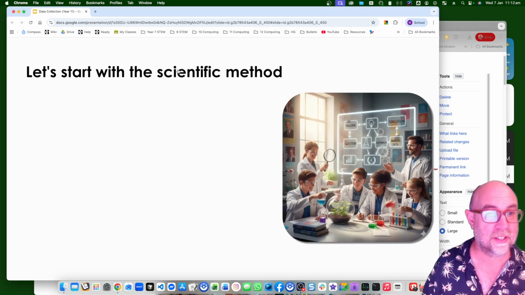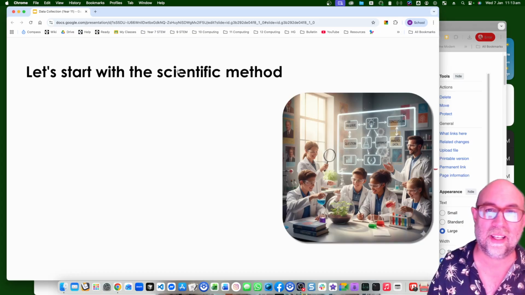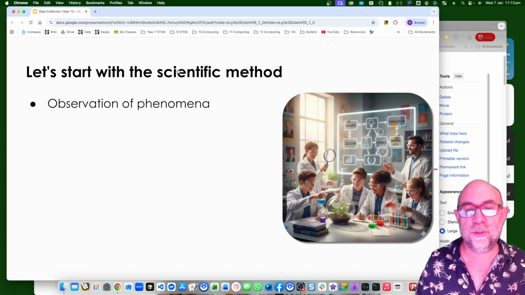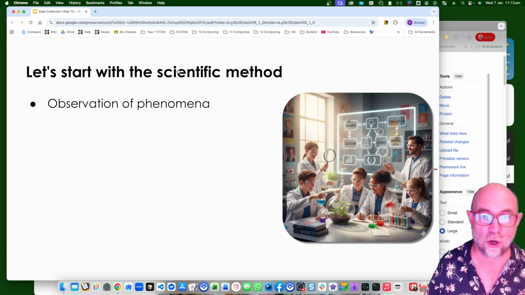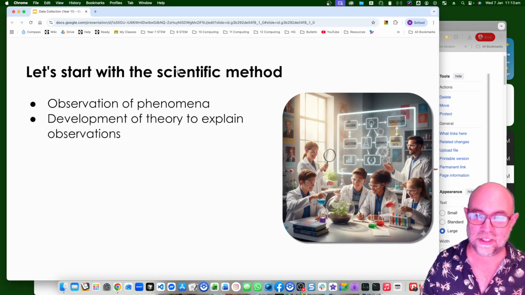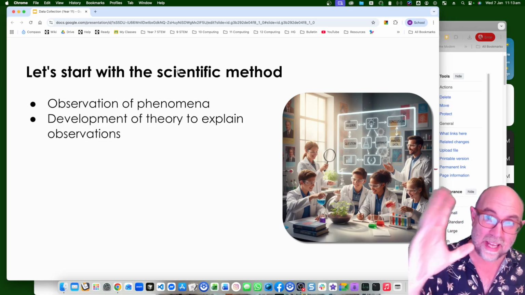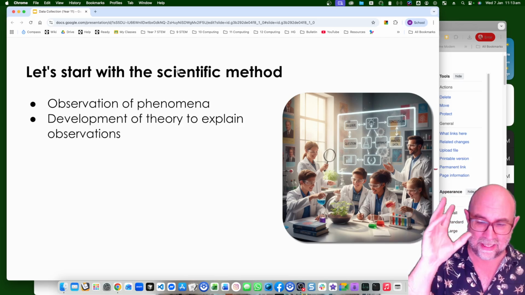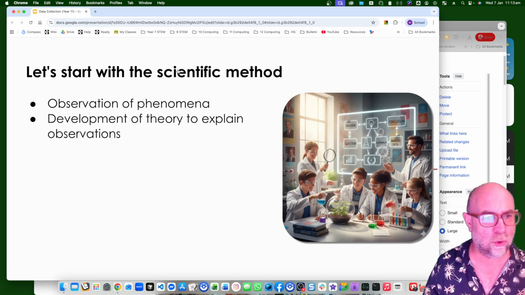So what are we going to start with? Well, let's start with the scientific method, because this is what we're drawing on when we're collecting data. So we observe a phenomenon. I notice that that side of the house tends to be hotter in the morning and that side behind me tends to be hotter in the evening. So that's a phenomenon. And I develop a theory to explain this. A theory is an explanation of how the world works. So my theory is that the sound of birds singing makes that side of the house hotter because they sing more in the morning.